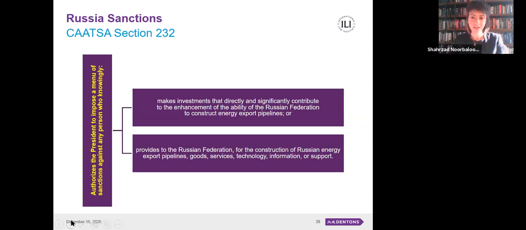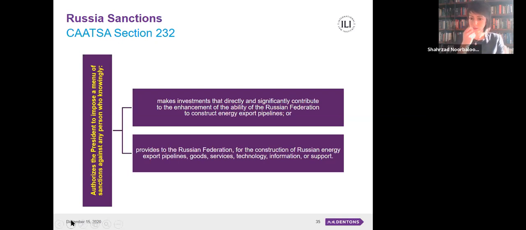Goods, services, technology, information, or support for purposes of this sanctions authority are defined as goods, services, technology, information, or support that could directly and significantly facilitate the maintenance or expansion of the construction, modernization, or repair of energy export pipelines by the Russian Federation. Based on updated guidance from the U.S. Department of State, the focus of Section 232 is now going to be Nord Stream 2 and the second line of Turk Stream.